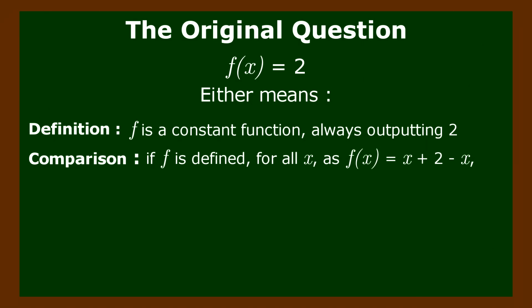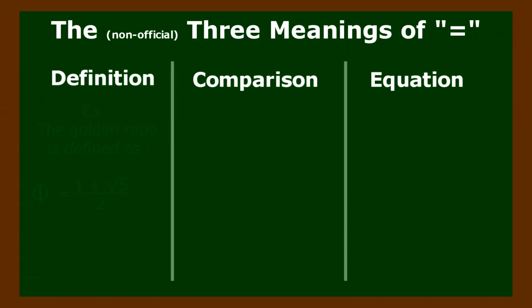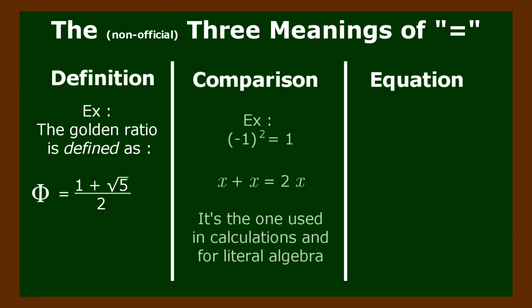Second, as a comparison, let's say the function f was previously defined as being f of x equal x plus 2 minus x. Then the affirmation could be made that this function is actually just the constant function of value 2, since the x cancel one another. Or third, as an equation, find all the values of x such that f of x equals 2, with f being a previously defined function. These are actually the 3 main meanings of this symbol. It can be used as a definition, as a comparison, be it an affirmation or a question, and as an equation.